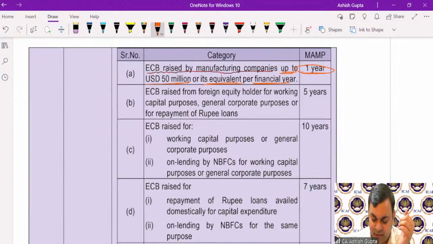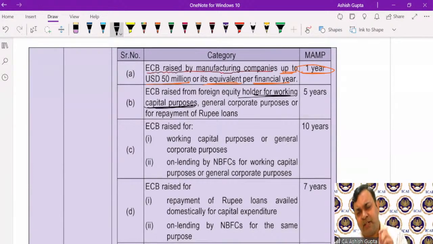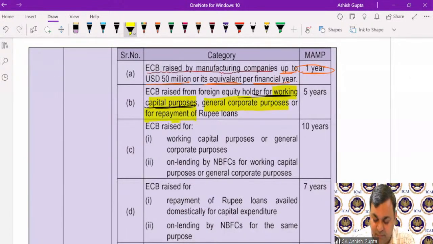ECB raised from a foreign equity holder for working capital purpose. For which purpose? For working capital purpose. If it is a manufacturing company and raised up to $50 million or equivalent per financial year, then MAMP is 1 year. ECB raised from a foreign equity holder, for which purpose? Underline that: for working capital purpose, general corporate purpose, for repayment of rupee loan, then MAMP is 5 years. Minimum maturity is 5 years.